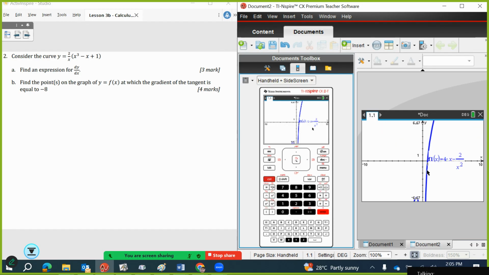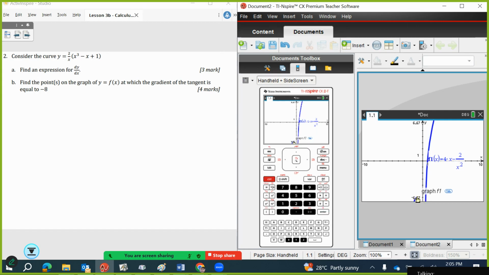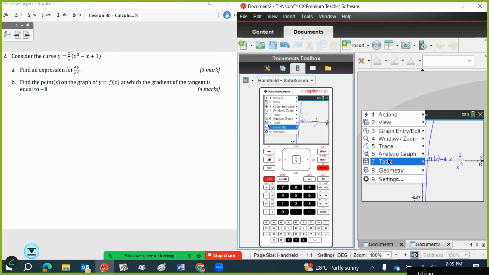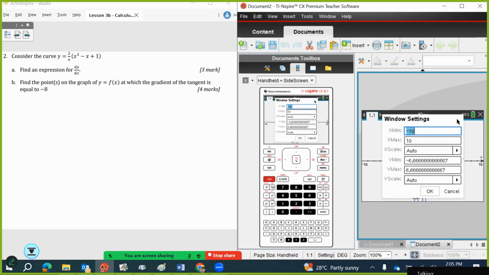And when we first graph it, we're not going to see where minus 8 is, because if you notice here at the bottom, it stops at minus 6. So we just try double clicking on that. Minus 6. No, if I can't get it, I'm going to press menu, window settings. And it's our y minimum. Let's change the y minimum to minus 15.